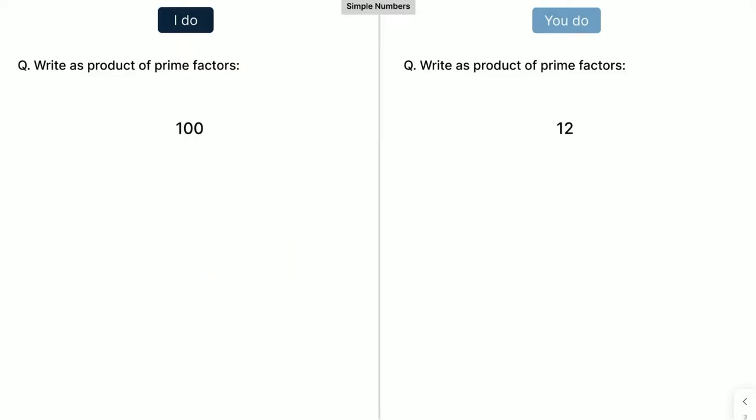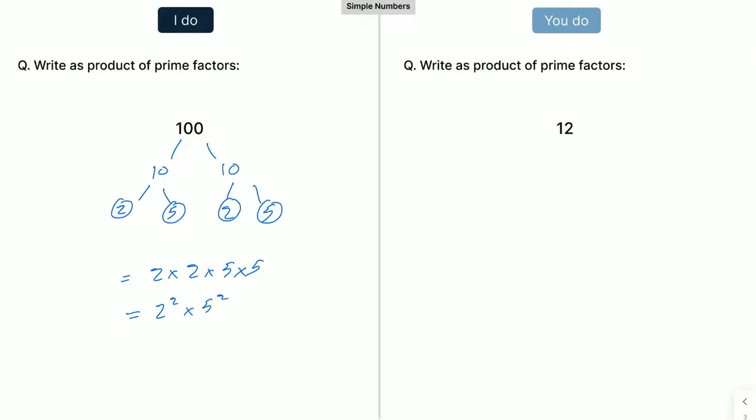So picking another example, we've got 100 now. We can go with 10 times 10. Now neither of these are prime numbers. So 10 can be broken down into 2 and 5. Both of these are prime numbers, and this can be broken down into 2 and 5. So that means the product of primes of 100 is 2 times 2 times 5 times 5, which you can write in indices as 2 squared times 5 squared.